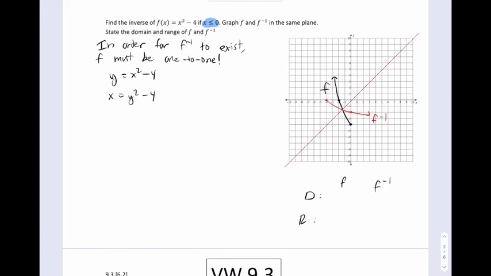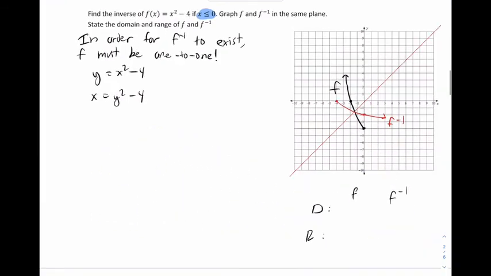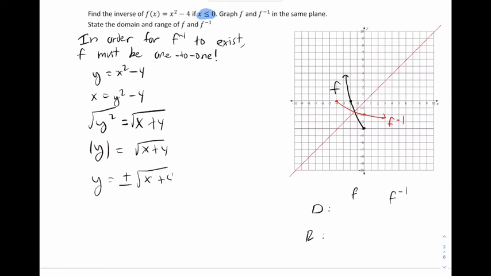Move this over here. When I solve for y, I get x plus 4 equals y squared. When I root everything, absolute value of y equals the root of x plus 4. Remember that this absolute value is going to create two situations. It's going to create plus and minus root of x plus 4, which means it creates two answers. This is why this one-to-one part is important, because you have to know which function it would be.